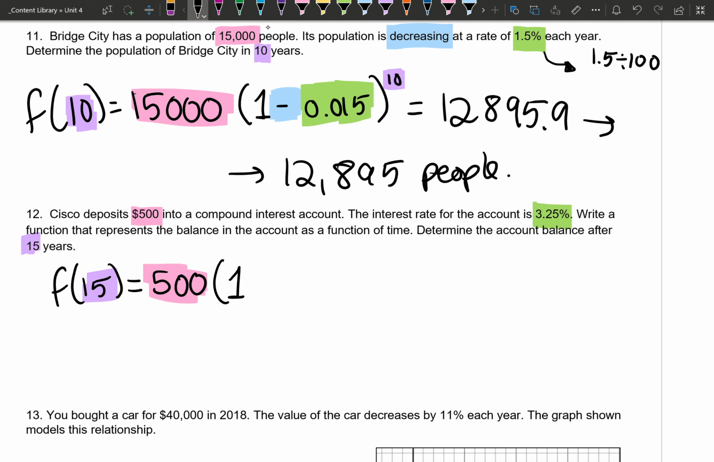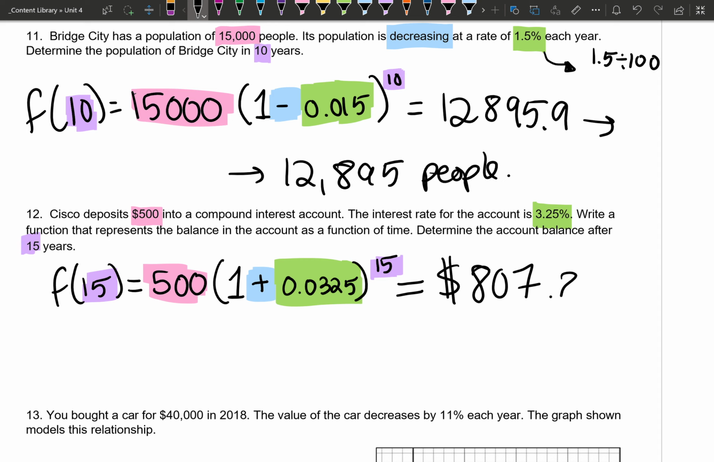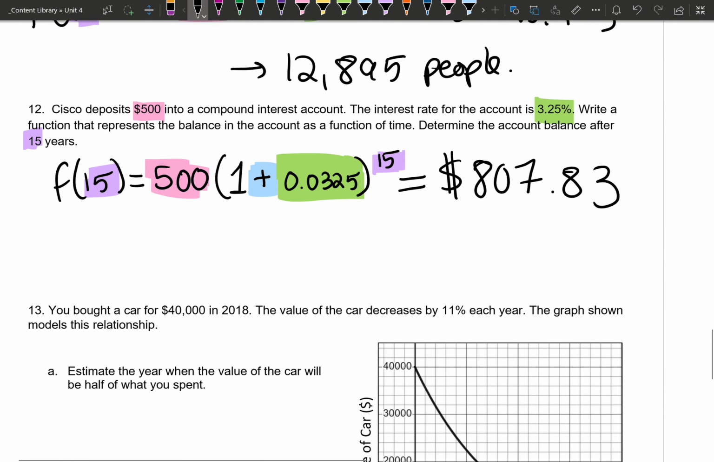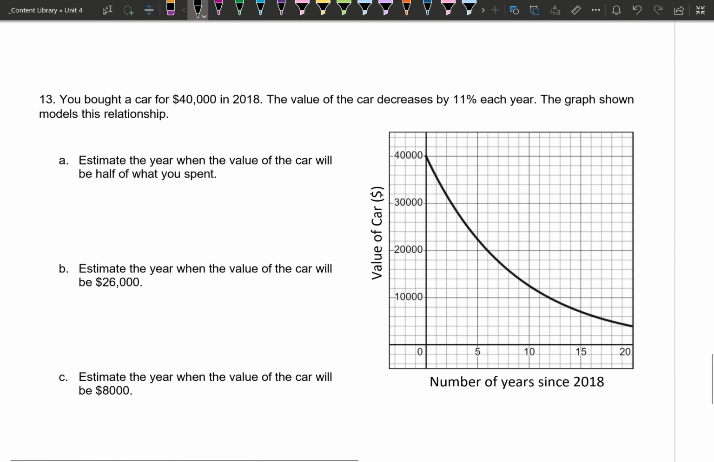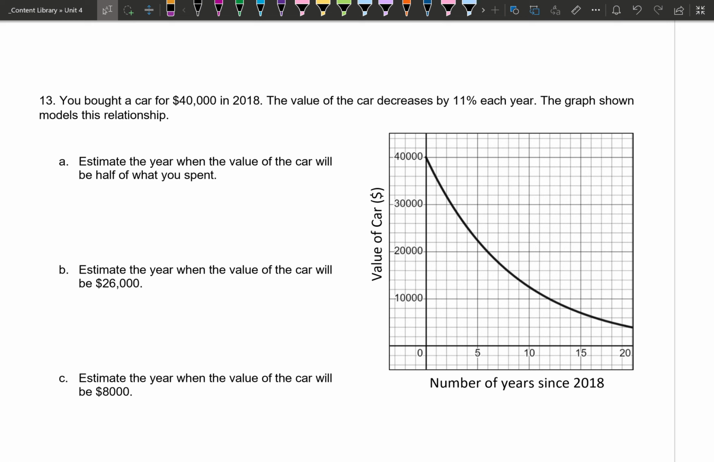All right, so we're plugging in 15. We start our equation with 500 because that's how much Cisco put in, and then a 1. Because he's putting money in and he's earning money on it, he gets a plus. 3.25 as a decimal is 0.0325. And I give it a power of 15 for 15 years. When I put this in, I get that Cisco has $807.83 in his account.